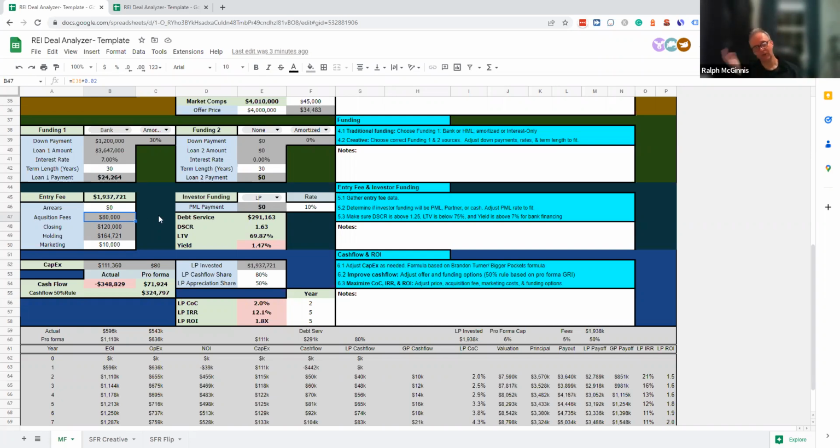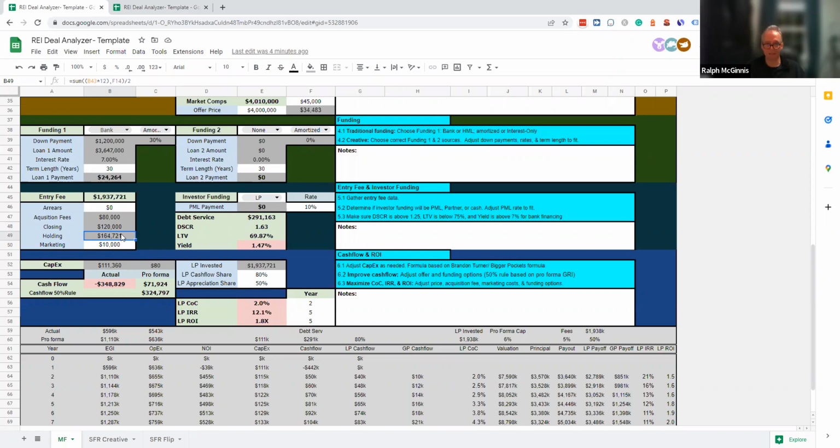It could also be that you found this deal via a wholesaler, so that acquisition fee could be from the wholesaler. Closing costs, holding costs. Now, one thing to keep in mind with holding costs is that a lot of times with multifamily, banks will want you to keep 6 months of your mortgage payments in an account, so that if you run into trouble, have vacancies, or something happens and the money flow isn't there, you're not going to default on your loan.